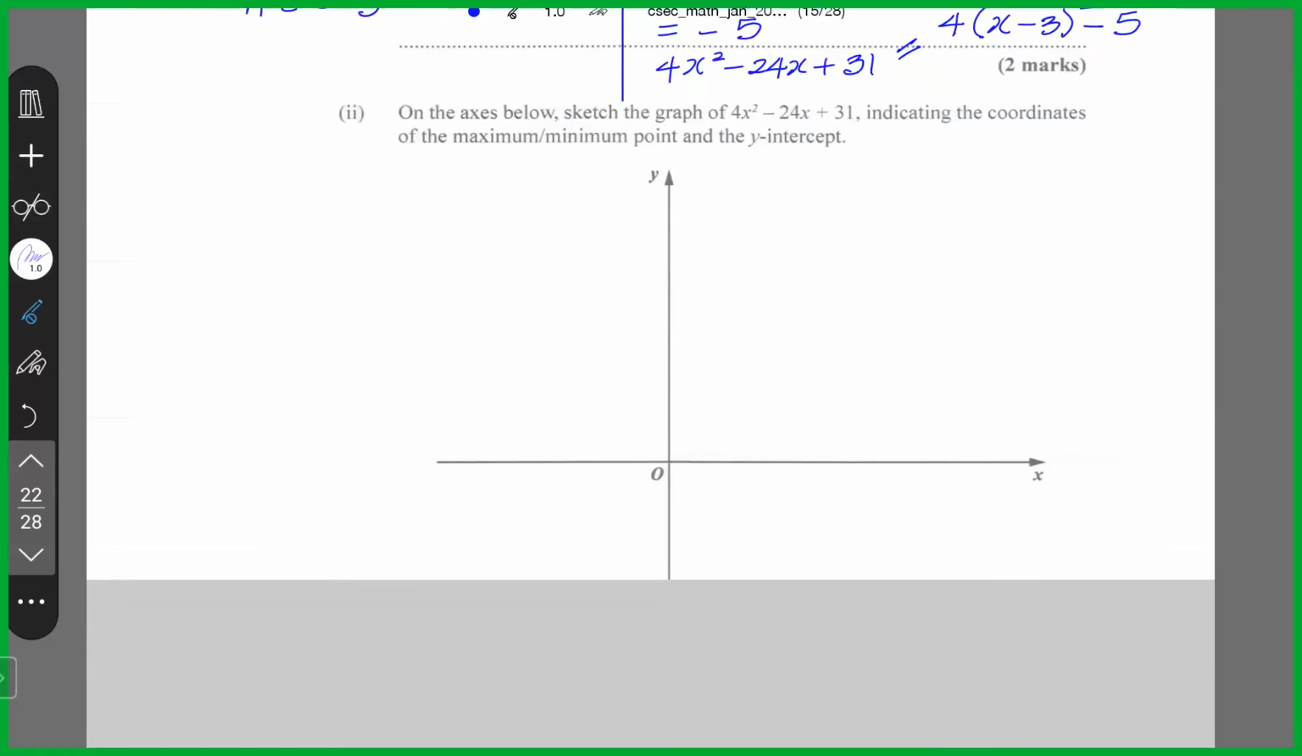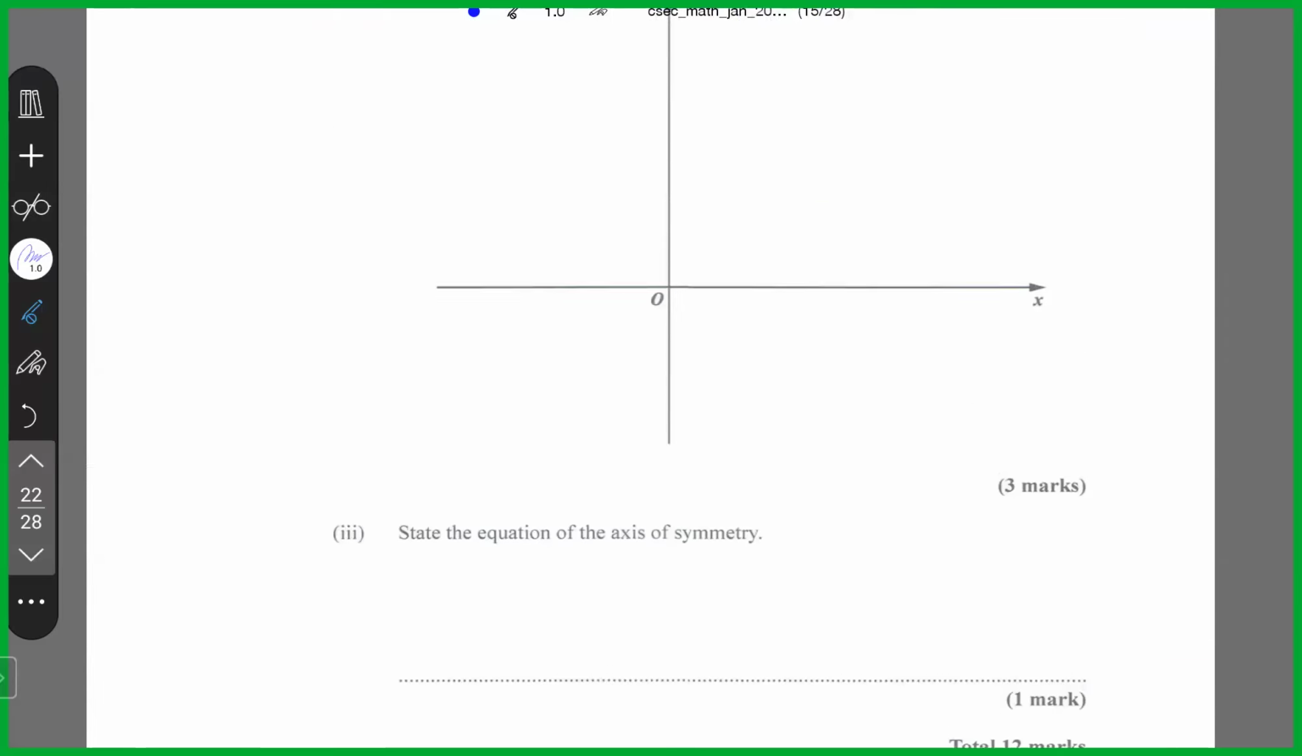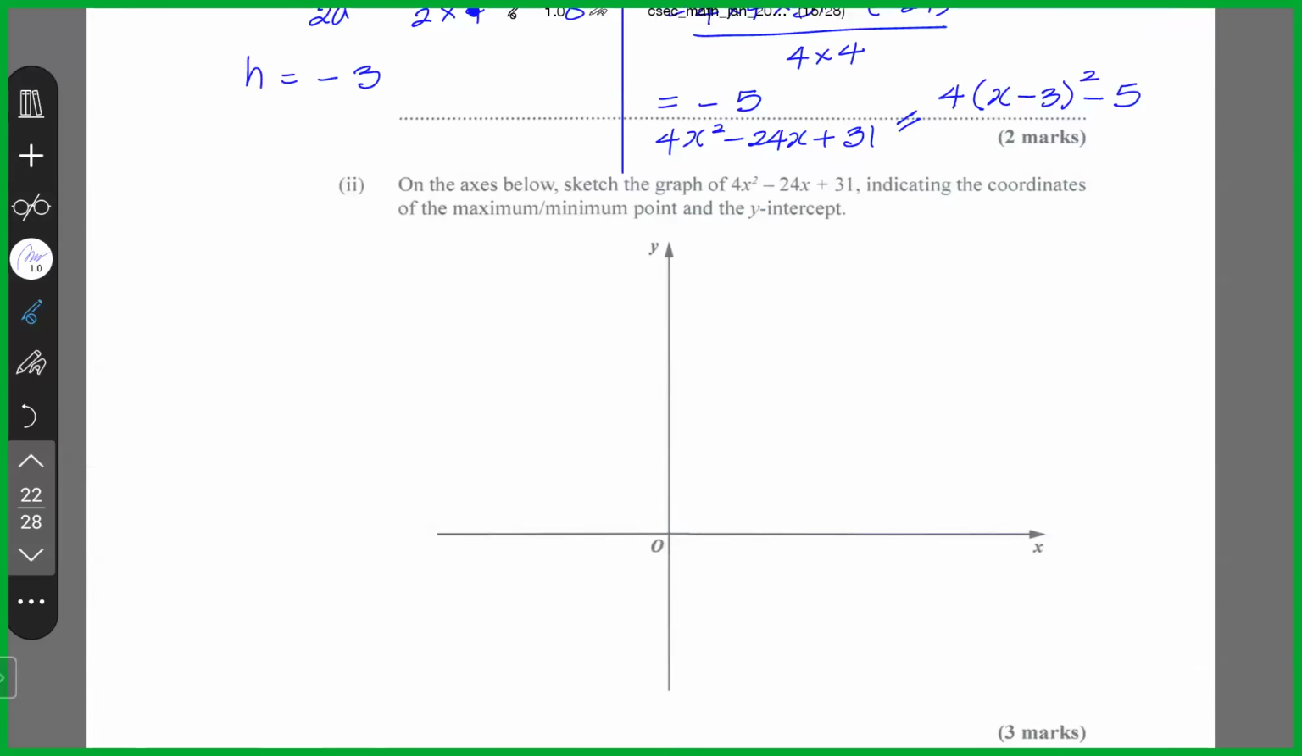Next, we are told, on the axes below, sketch the graph. All right, so there are no numbers, it's a sketch. But here's what we know. We know that x is equal to minus h is the line of symmetry. So x is equal to minus 3. X is equal to 3 is the line of symmetry.